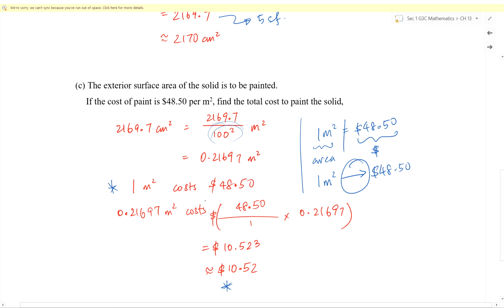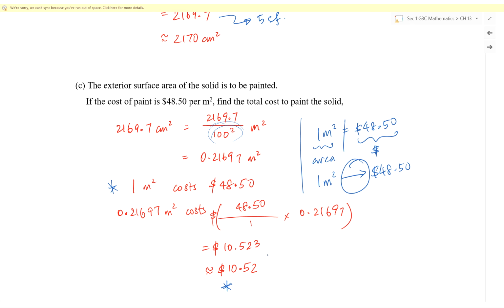So since 1 square meter costs this value, 0.21697 square meters, multiply, get the answer, $10.523. However, we're dealing with money. We cannot have $0.523. What is the smallest unit of money we have in Singapore? Smallest value? 5 cents? Is it 5 cents?